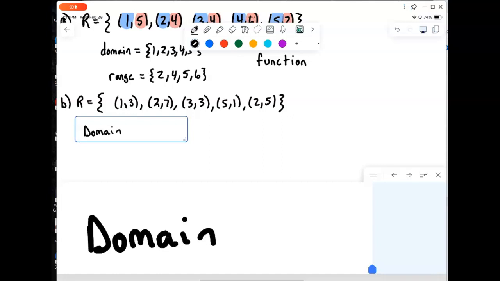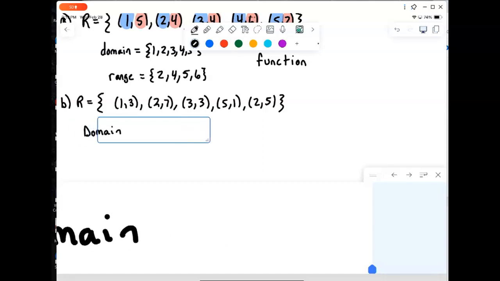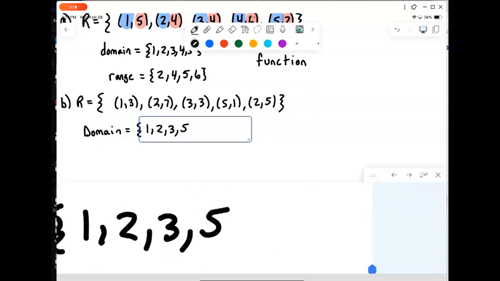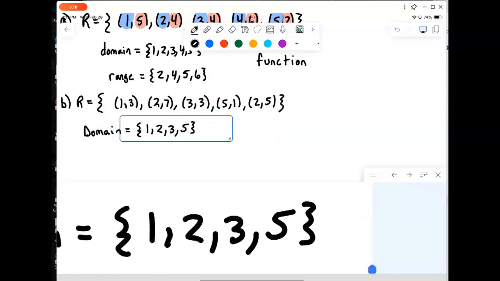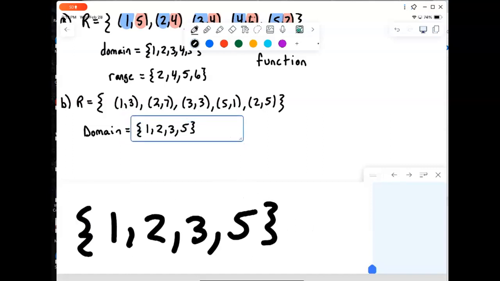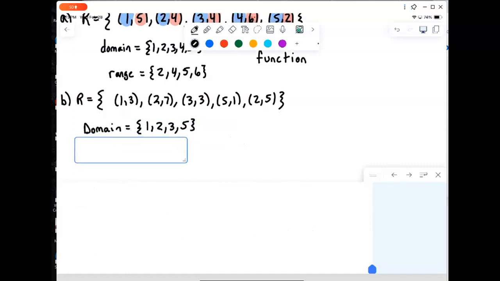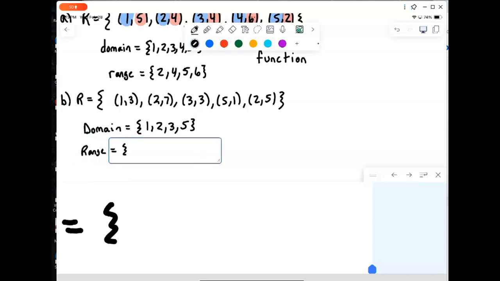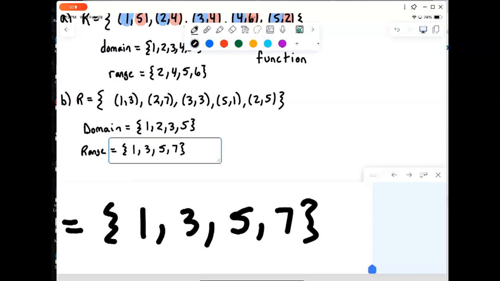Okay, so let's see what you have agrees with what I find here. So my domain would just be 1, 2, 3, 5. No reason to repeat that 2. When we write a list, we just write it down one time. So that would be my domain, 1, 2, 3, and 5. And then my range would be my output values, which writing them in numerical order would be 1, 3, 5, and 7.